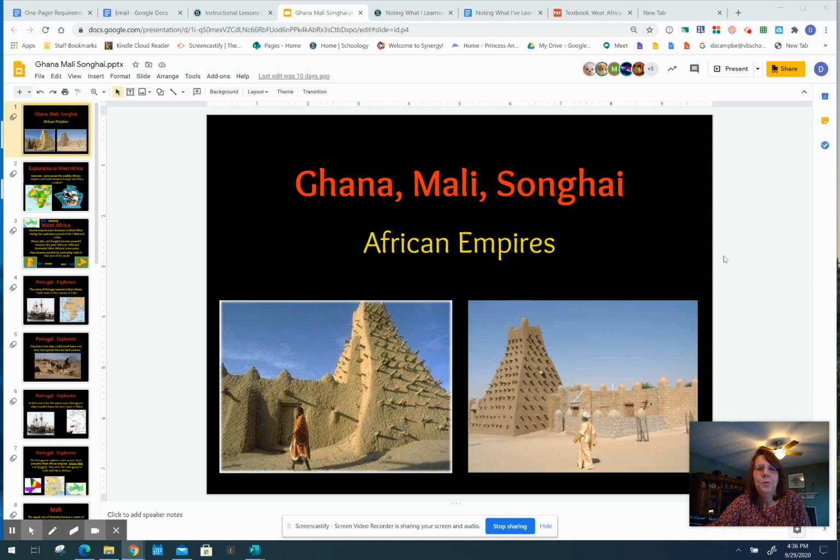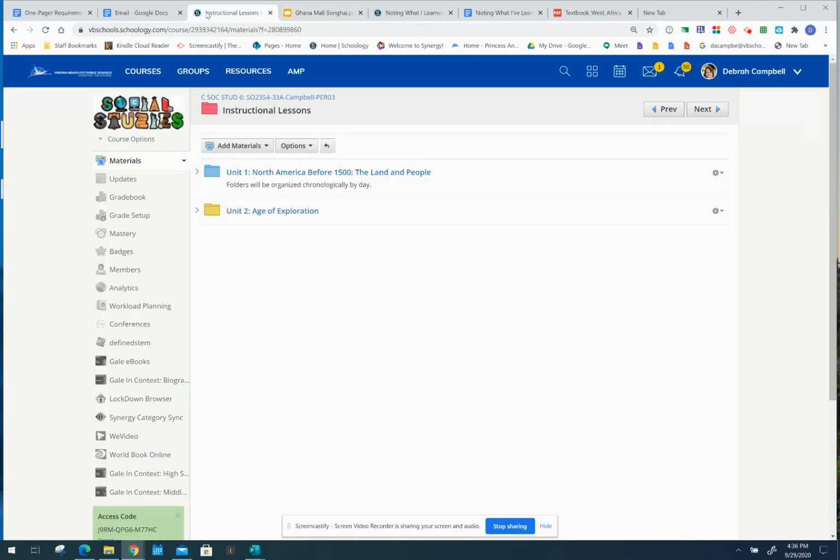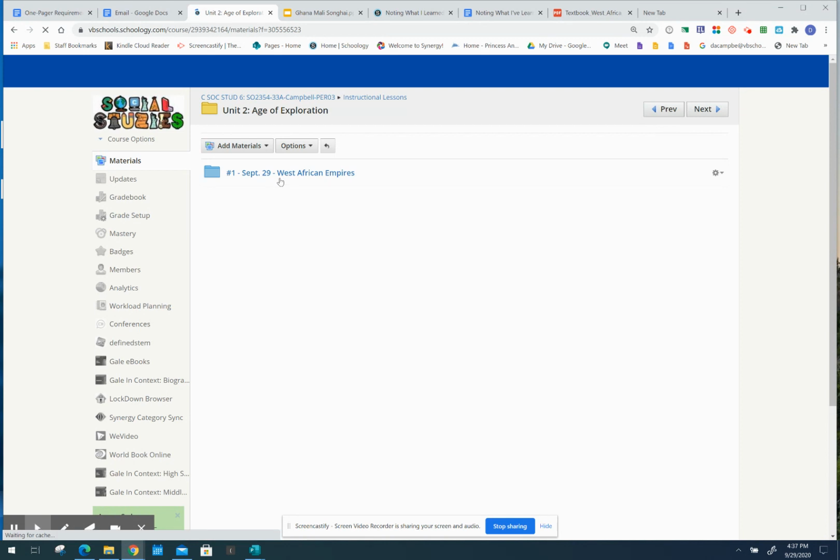Good afternoon. We are recapping Lesson 1 in Unit 2 today, where we focused on the West African empires of Ghana, Mali, and Songhai. I'm going to come up here and just show you that now you should be heading into the second folder, which is Unit 2.